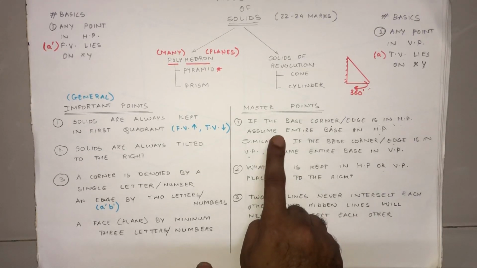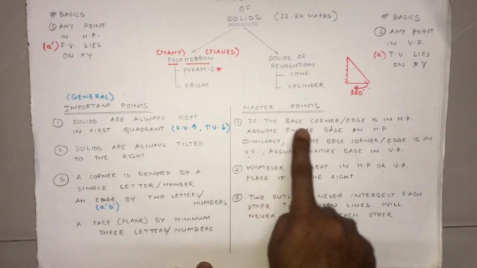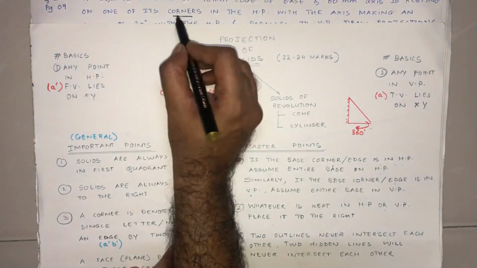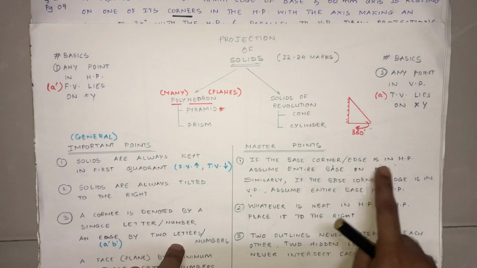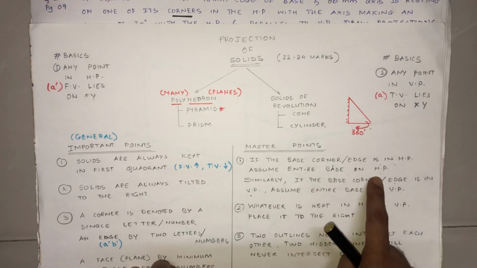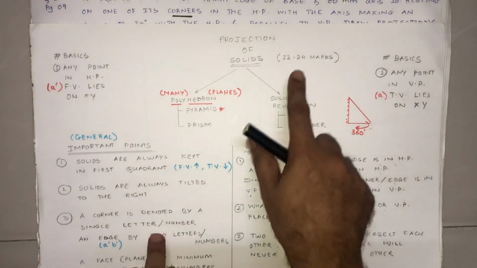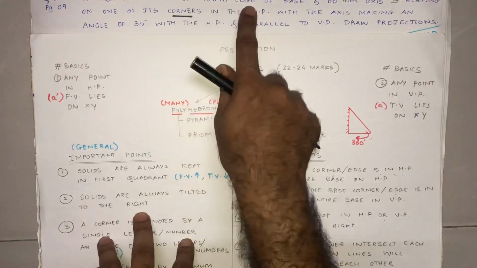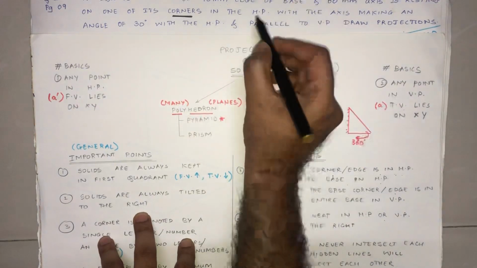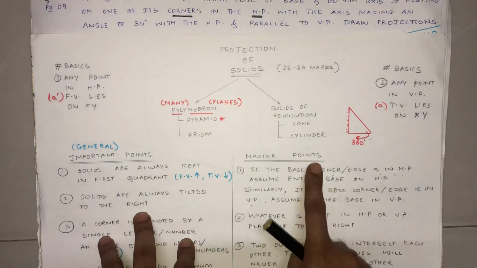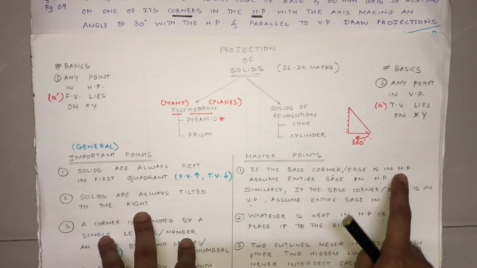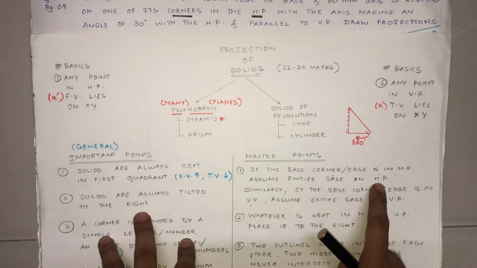Now, the first master point tells us that if the base corner, yes, the problem did talk about a corner, if the base corner is in the HP, assume the entire base in the HP. Once again, we read the problem properly. 40 mm edge of base, 60 mm axis, we understood, is resting on one of its corners in the HP. The first master point did guide us about this. If the base corner is in HP, assume the entire base in HP.